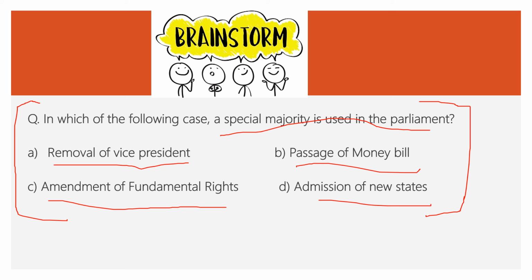Here, amendment of fundamental rights comes under Article 368. And admission of new states does not come under Article 368, but here also a constitutional amendment happens. So now you tell me the answer to this question.